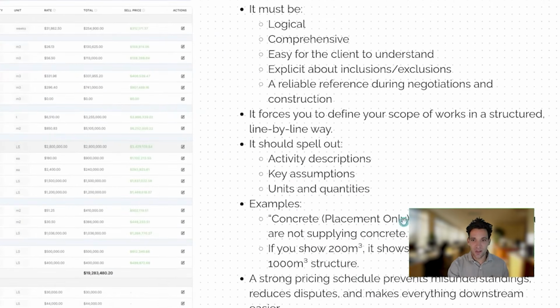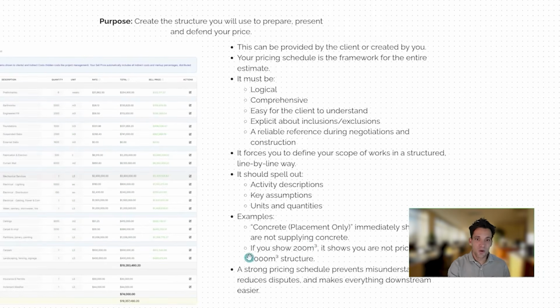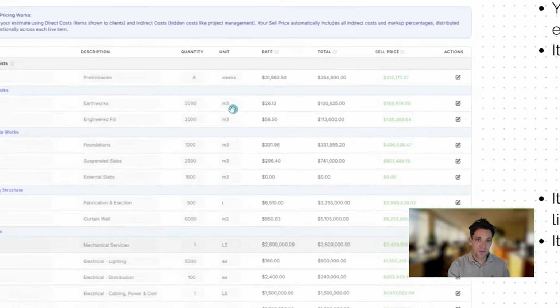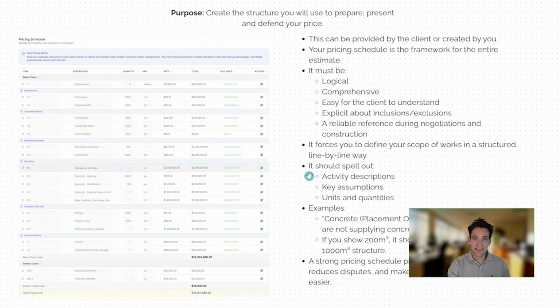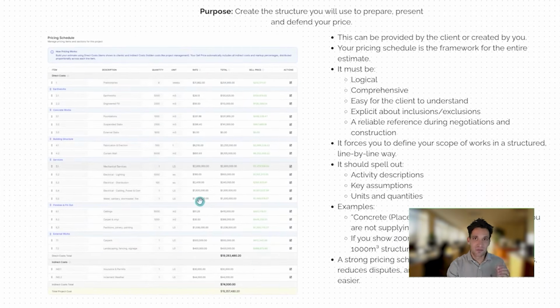For example, we say concrete placement only immediately shows we're not supplying concrete, or if we're being asked to do 2,000 meters cubed of earthworks, but in our pricing schedule, in the information we relied on, that is the scope we're doing. If they're saying we now have to do 5,000 meters cubed, then that's a contradiction from the information. Basically, a strong pricing schedule prevents misunderstandings, reduces the chance of disputes with our clients, and makes everything downstream much, much easier. It also gives us an easy way to break down the project scope so we don't miss anything ourselves.